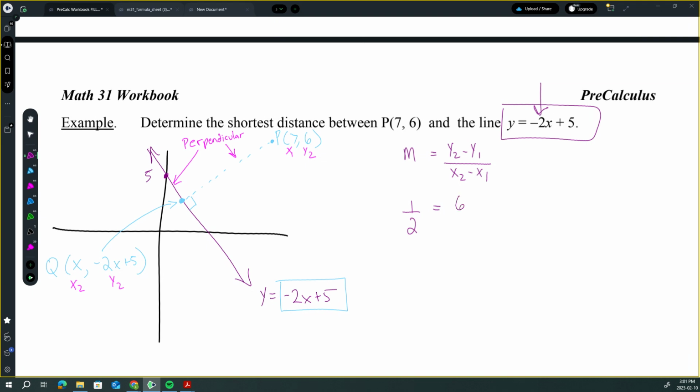Okay, so y2, that's 6 minus negative 2x. Oh, hang on. Did I mix this up? Oh, good lord. Hang on. I've got to fix this. So x1, y1 is at 7, 6. x2, y2 is at x, and negative 2x plus 5. So let's fix this. That's my bad. So negative 2x plus 5 minus 6, over x2, that's x, minus x1, that's 7.